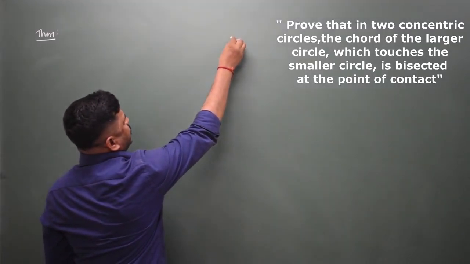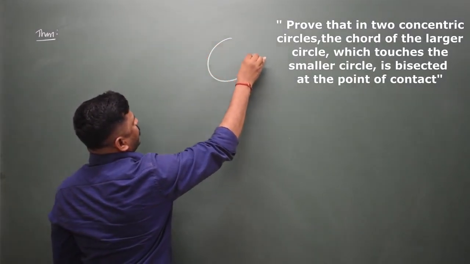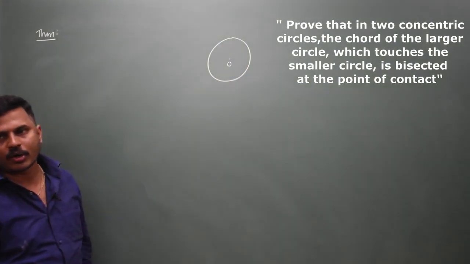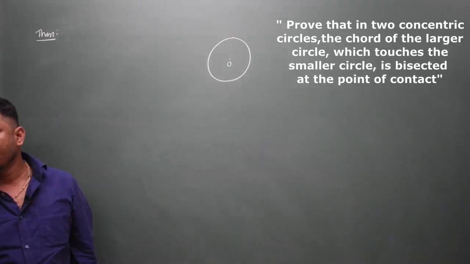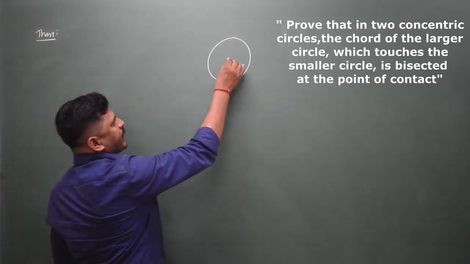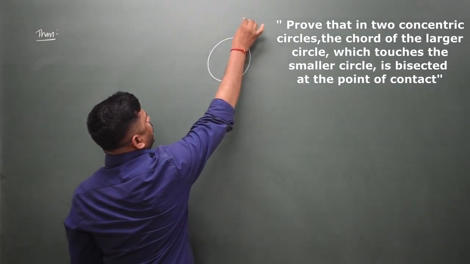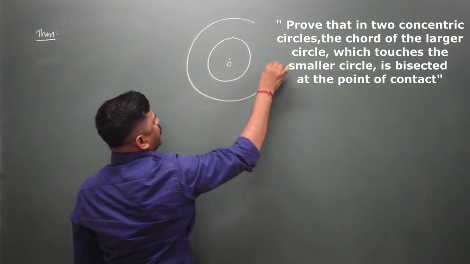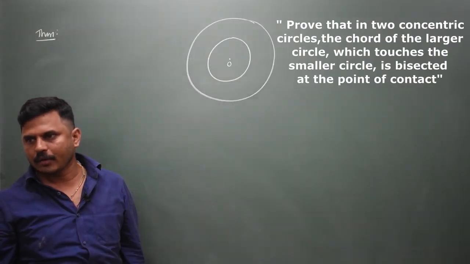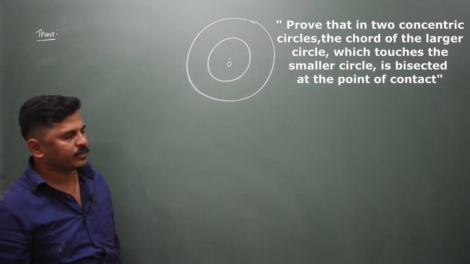Two concentric circles. One circle is here with the center O. What do you mean by concentric circles? Two or more circles with the same center. So there should be one center, for two or more circles. Here it says two concentric circles.